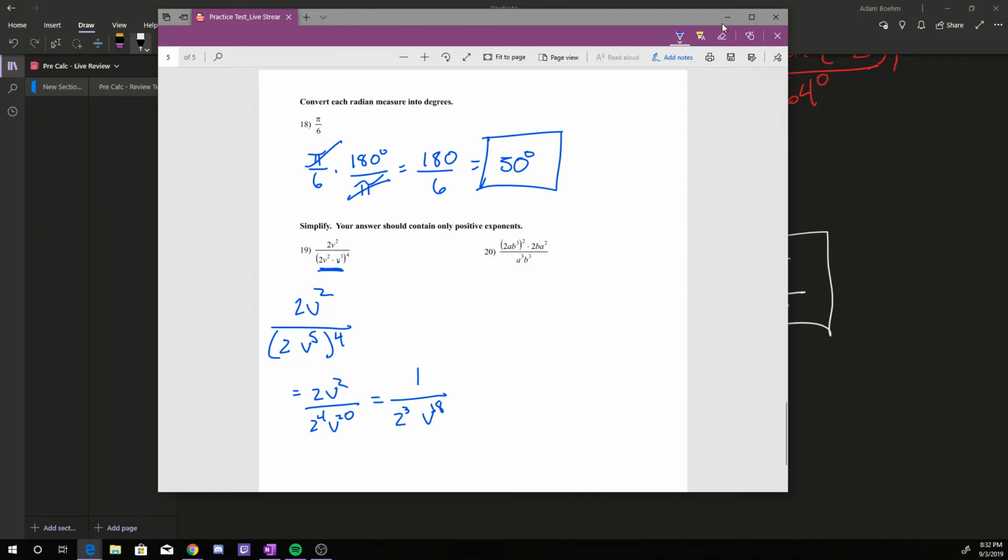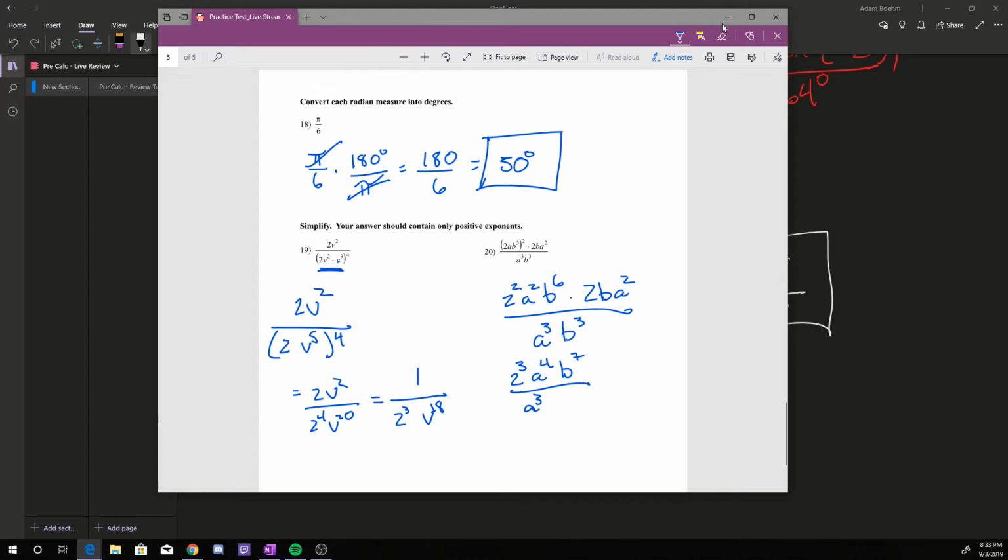For number 20, 2ab cubed squared is 2 squared a squared b to the 6th. Then 2ba squared stays there. Then we have to combine like terms up top. So 2 squared times 2 is 2 to the third. A squared times a squared is a to the fourth. B to the 6th times b is b to the 7th.